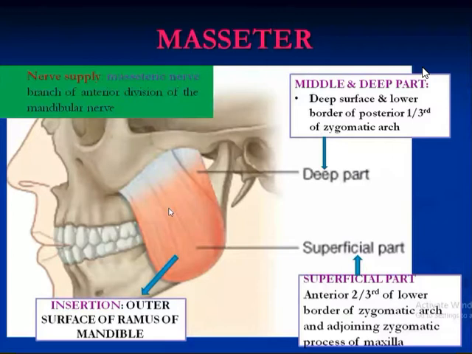Mandible movements are elevation, meaning closing of the mouth, depression, meaning opening of the mouth, protraction, retraction, and side to side movement. So what does the masseter do?